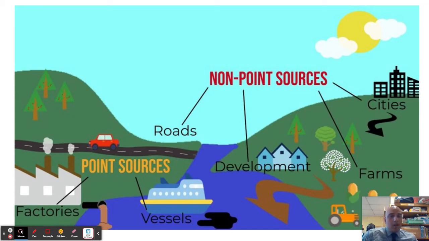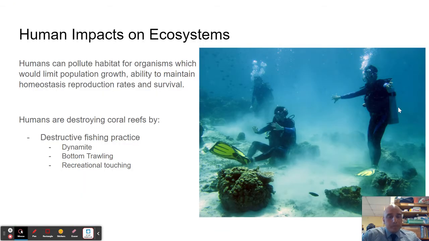The development of construction, you might not know exactly where it's coming from, so that's a non-point source pollution. Farms, again, with the runoff, and city runoff as well. All right, so how does pollution necessarily affect our environment?